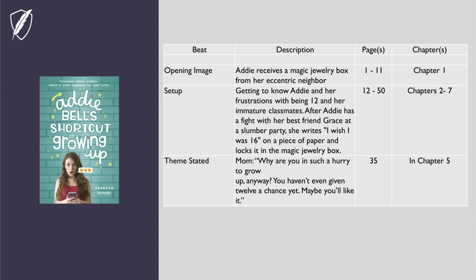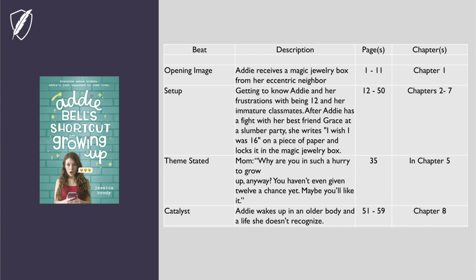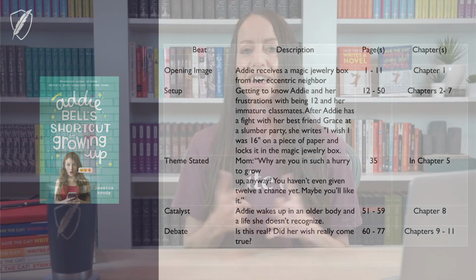The theme stated comes on page 35 in chapter 5 in a single scene beat that happens within the setup. And the catalyst, another single scene beat when Addie wakes up in an older body and a life that she doesn't recognize, happens on page 51 through 59, or all throughout chapter 8. The debate spans multiple scenes, and in this novel, multiple chapters, chapters 9 through 11. Hopefully you get the picture.